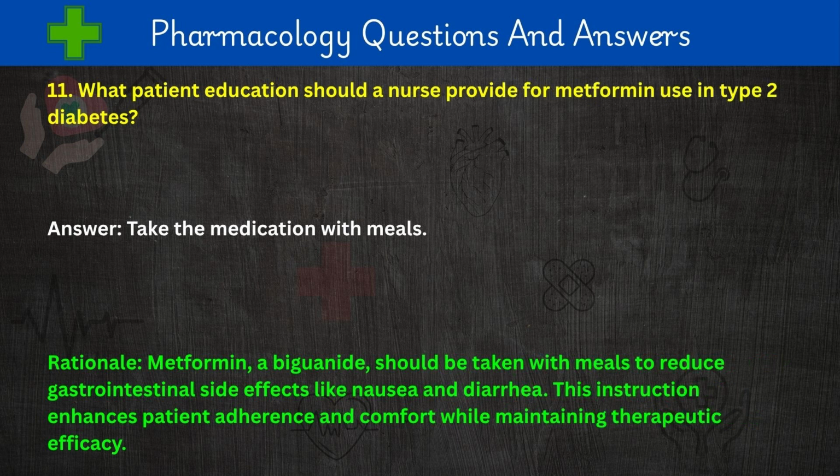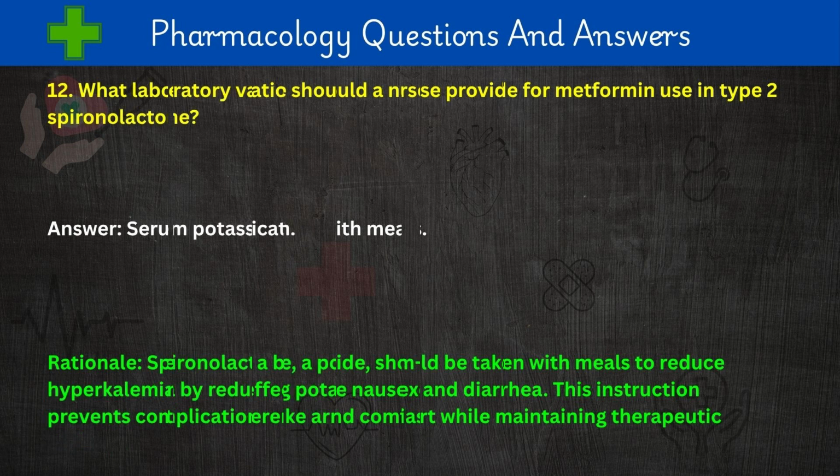11. What patient education should a nurse provide for metformin use in type 2 diabetes? Answer. Take the medication with meals. Rationale. Metformin, a biguanide, should be taken with meals to reduce gastrointestinal side effects like nausea and diarrhea. This instruction enhances patient adherence and comfort while maintaining therapeutic efficacy.